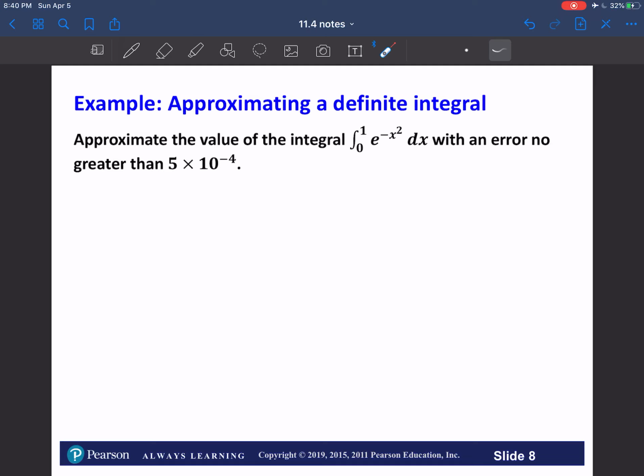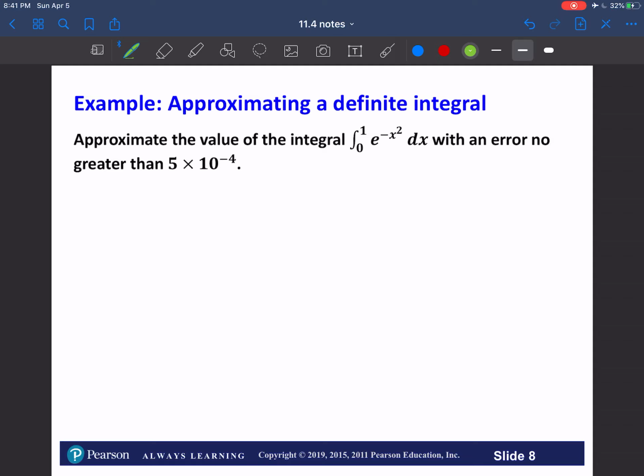It's not a trig integral. It's not one where trig substitution presents itself nicely. And so we kind of just have to approximate this integral. Moreover, this is a very important integral in use for things like statistics. And so if you ever go into a class with statistics, you may encounter an integral of this form. All right, so anyway, we want to approximate this integral with an error no greater than 5 times 10 to the negative fourth. So where do we start?